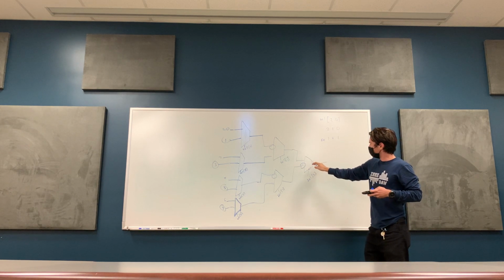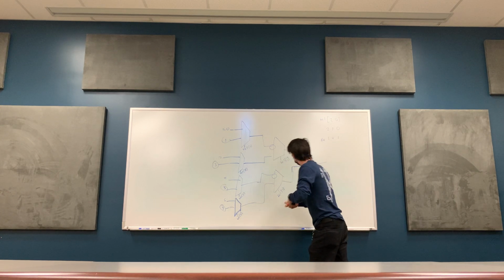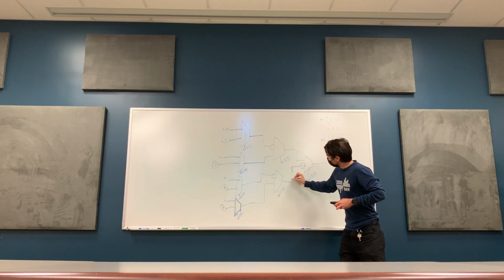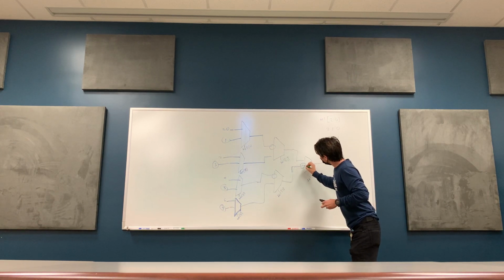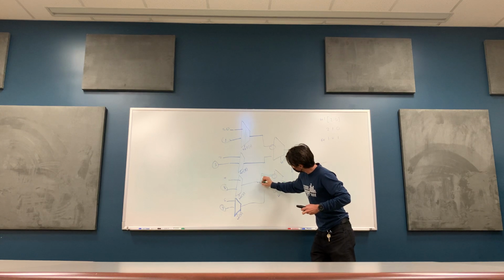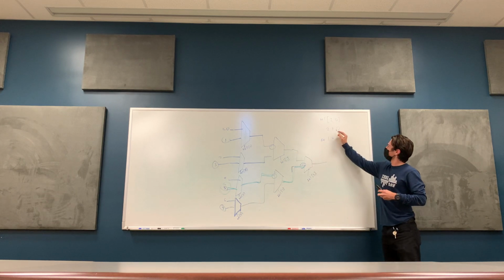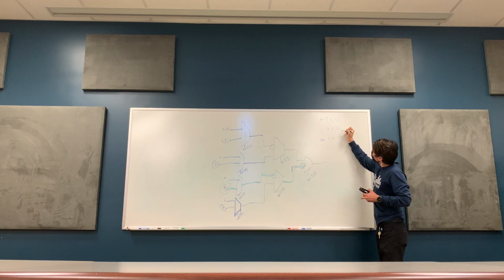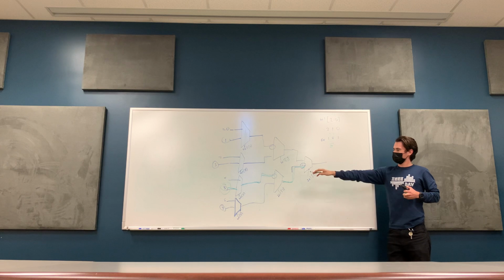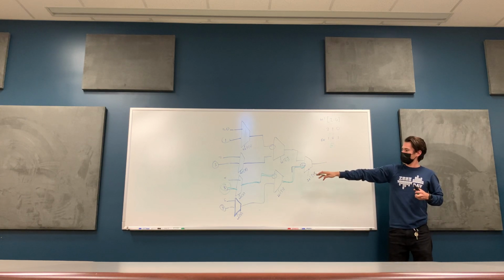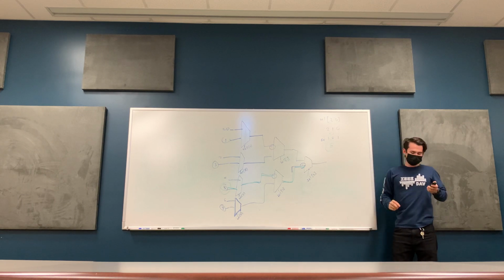Now if we follow ourselves back, all the way back to select 5. So input 5 would be selected when we have, in binary, 1, 0, 1. So it turns out select 5 selects input 5. Congratulations. Teamwork makes the dream work.